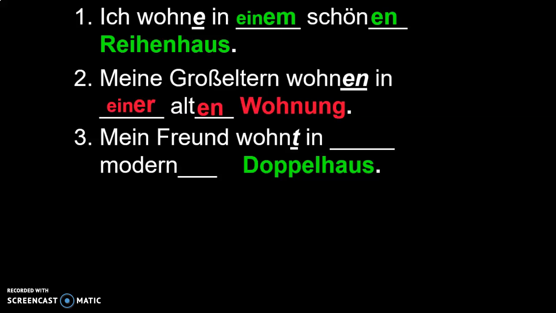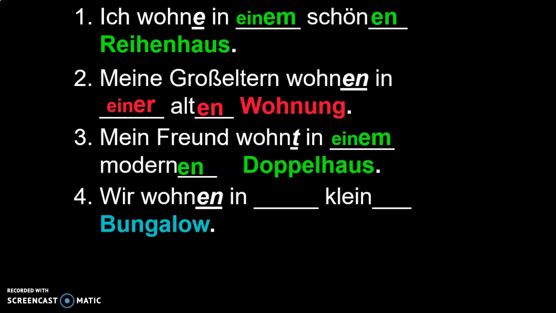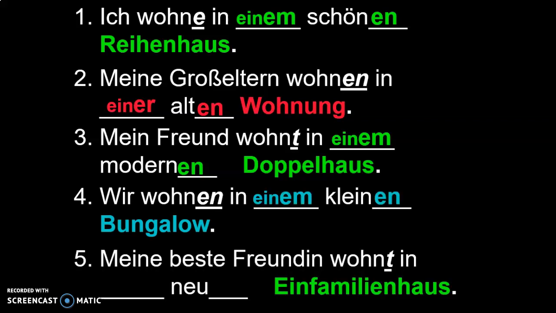Mein Freund wohnt in modern Doppelhaus. Wir wohnen in Bungalow. Meine beste Freundin wohnt in something Einfamilienhaus.